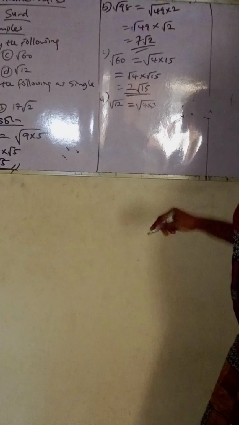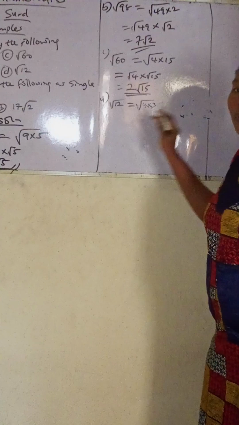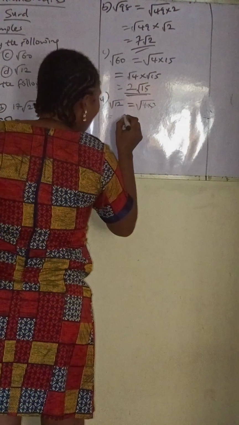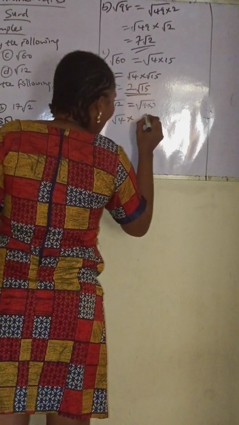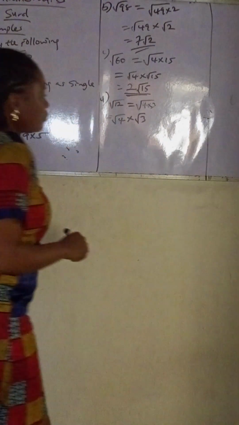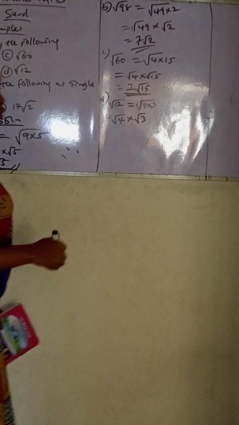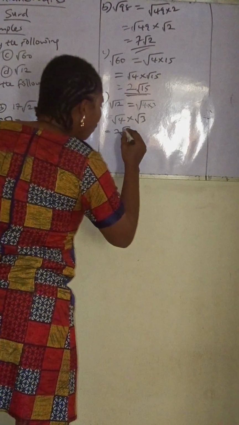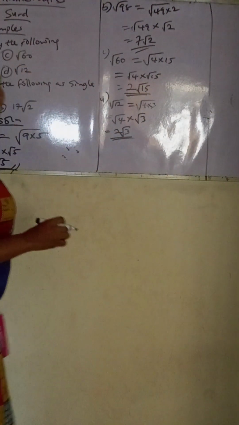When you have done this, the next thing you are going to do, I'm going to split each of the numbers into their various surds. So I'm going to write this as equals to surd 4 times surd 3. The square root of 4 will give us what? 2. So we have this as 2 surd 3. So that is our answer.